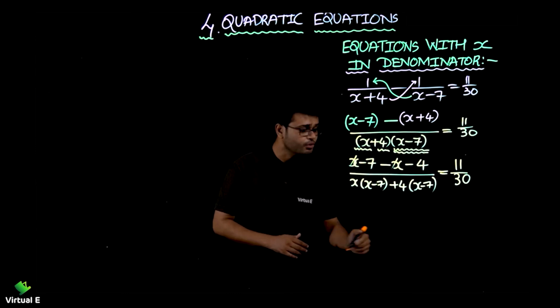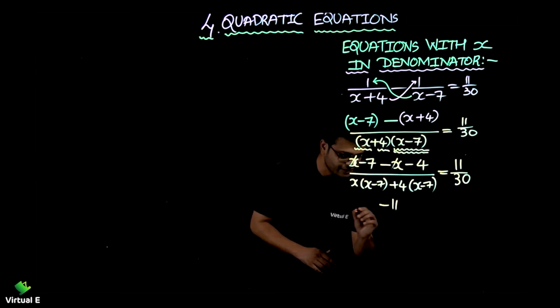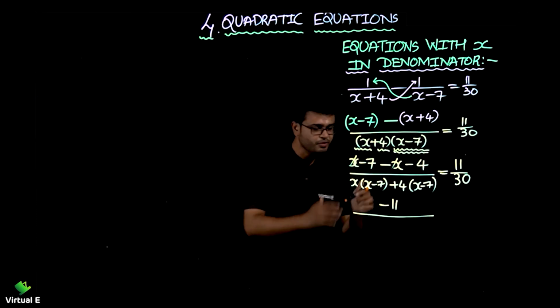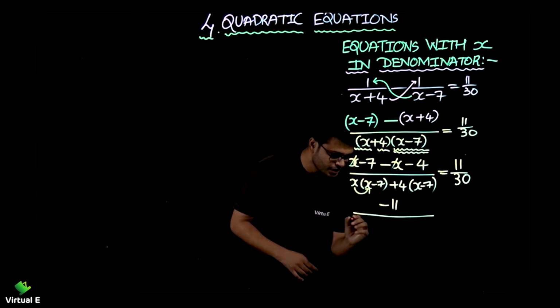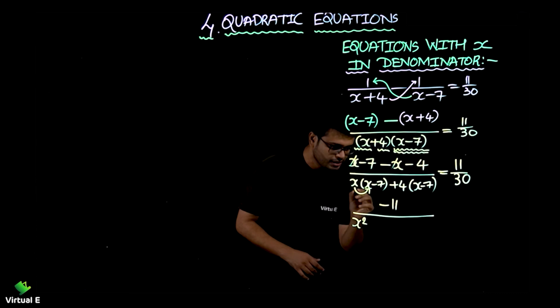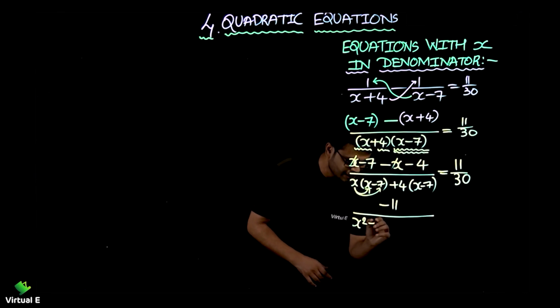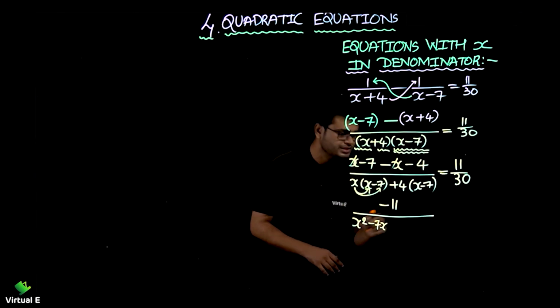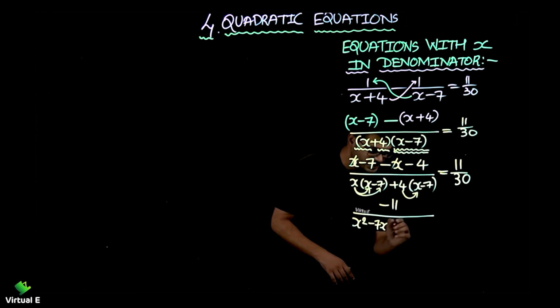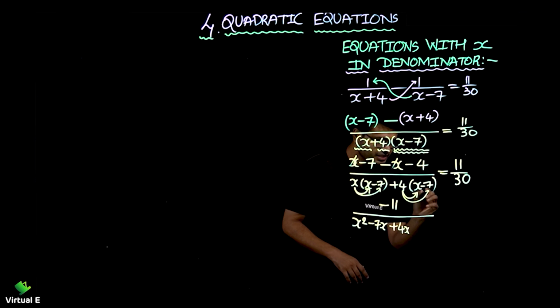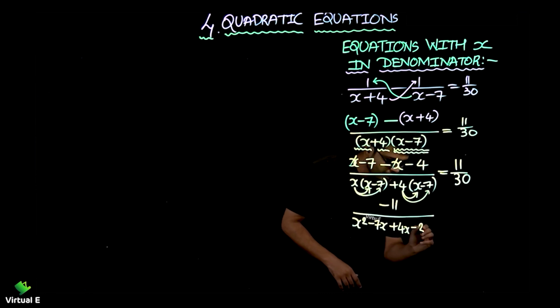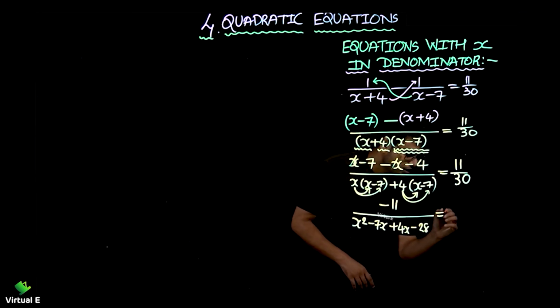Minus 7 and minus 4, that will make minus 11. Now let's open this bracket. X multiplied with this x, that will be x square. X multiplied with this 7, that is minus 7x. 4 multiplied with x, that will give you plus 4x. Then 4 multiplied with 7, that will give you minus 28, is equal to 11 over 30.